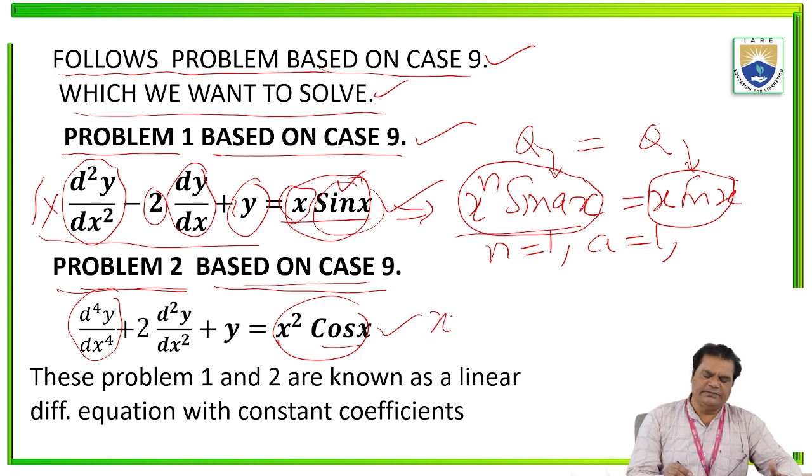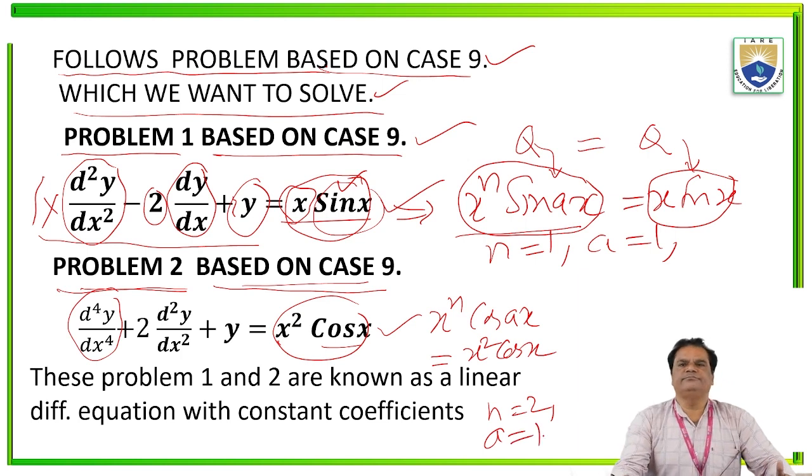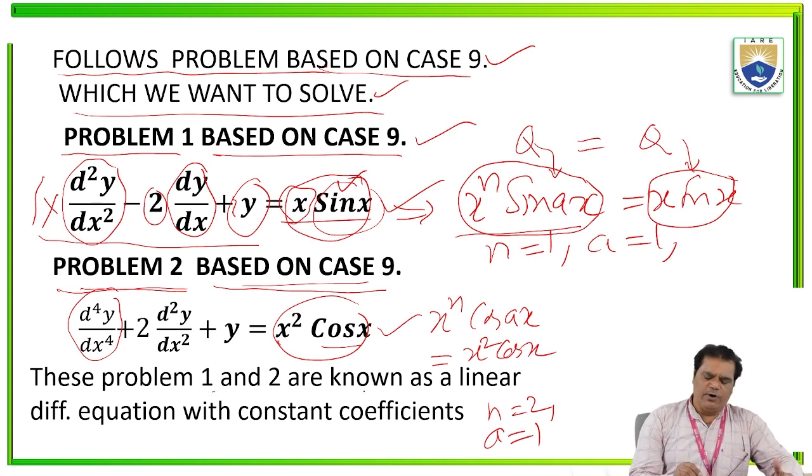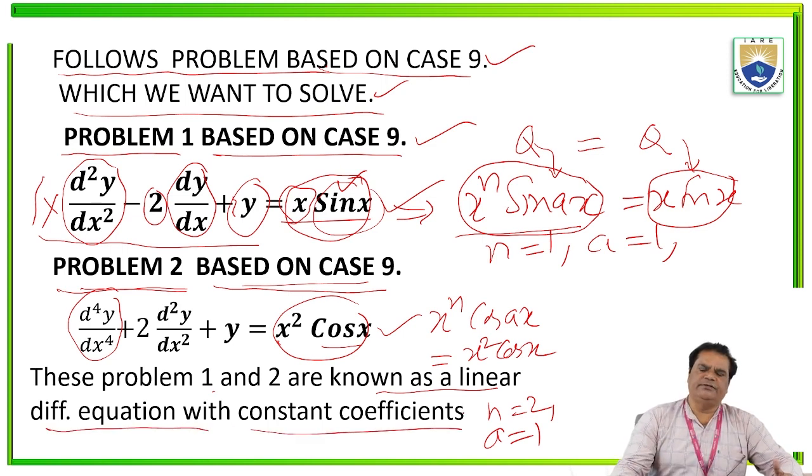This depends on the function x to the power n cos ax. Here the function given is x square and cos x, so n is 2 and a is 1. In the second problem, the value of n is 2 and a is 1. These problems 1 and 2 are known as linear differential equations with constant coefficient.